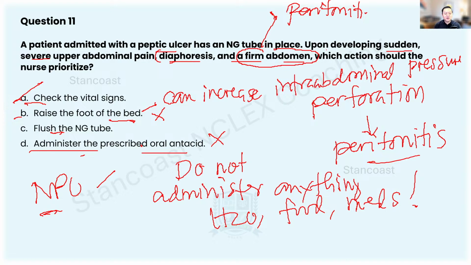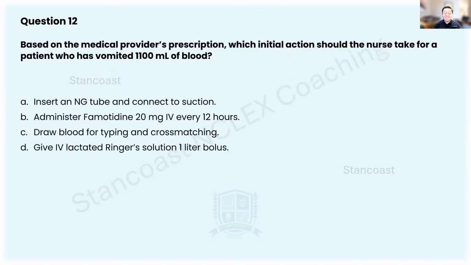Okay, let's move on to number 12. Based on the medical provider's prescription, which initial action should the nurse take for a patient who has vomited 1,100 mLs of blood? Yeah, prepare for surgery. That is a possible nursing intervention as well. Very good.